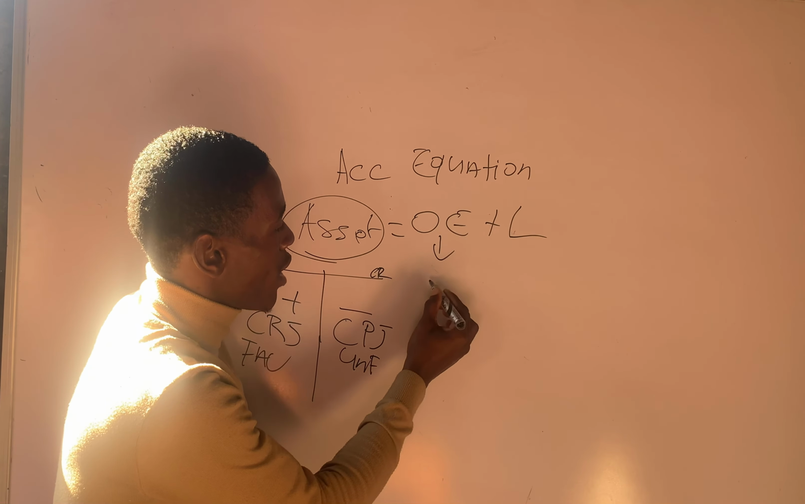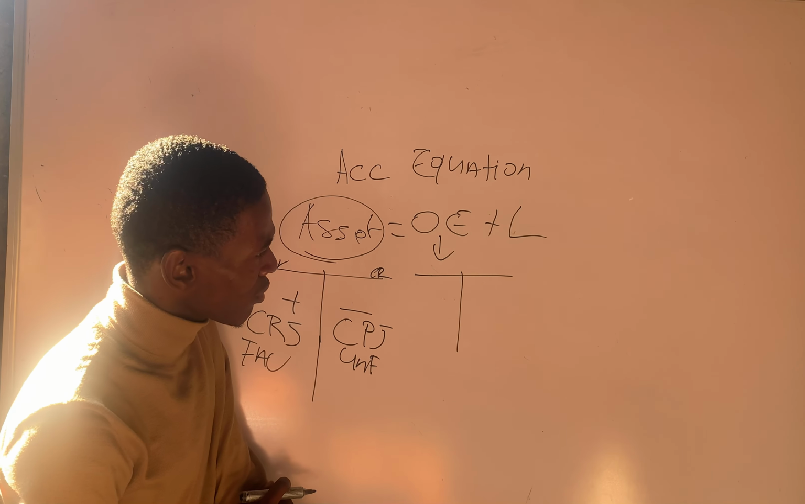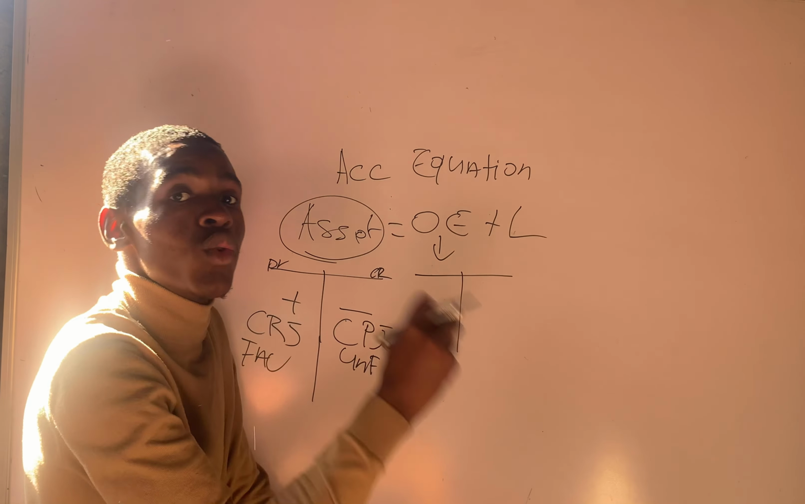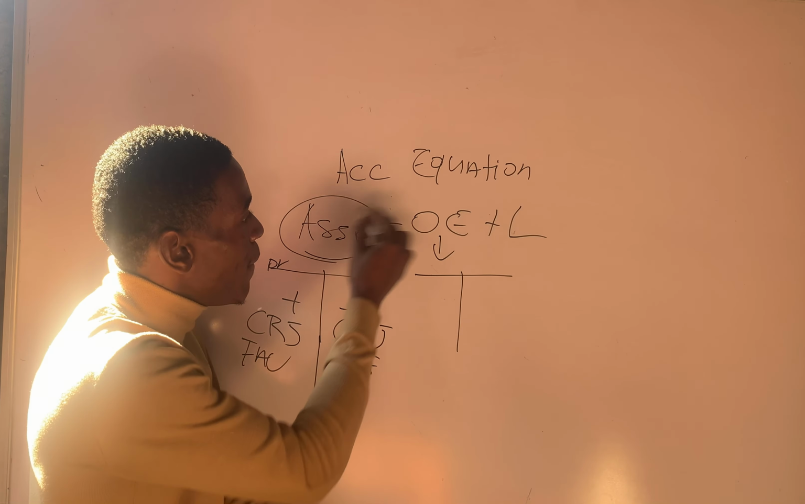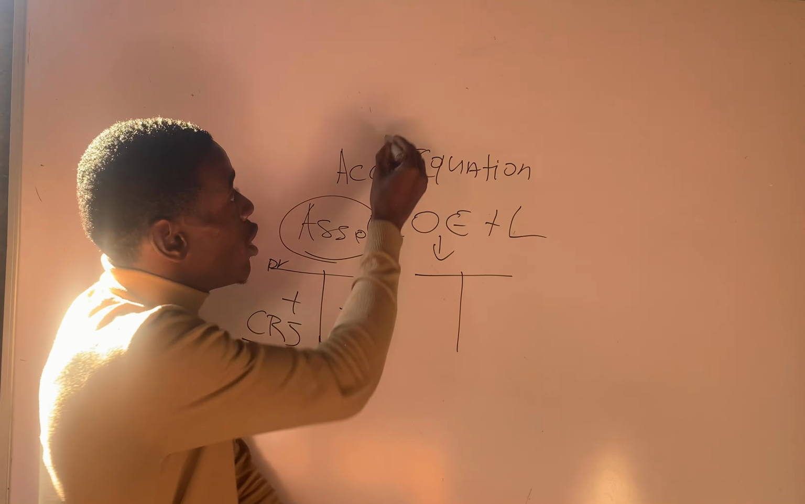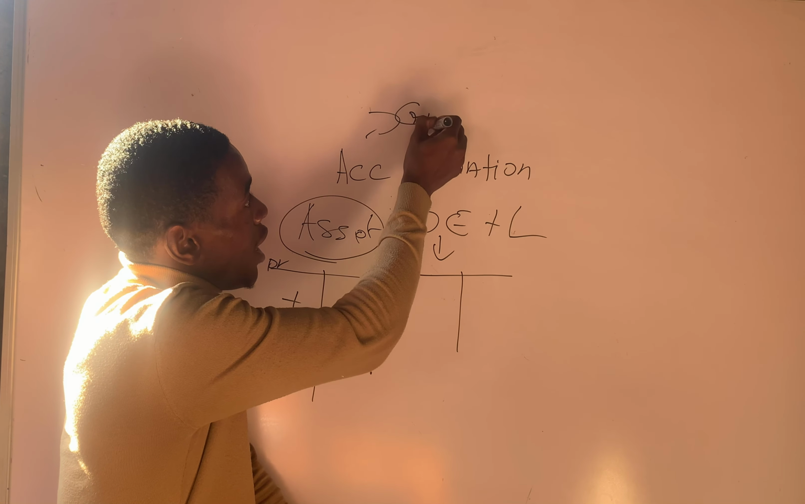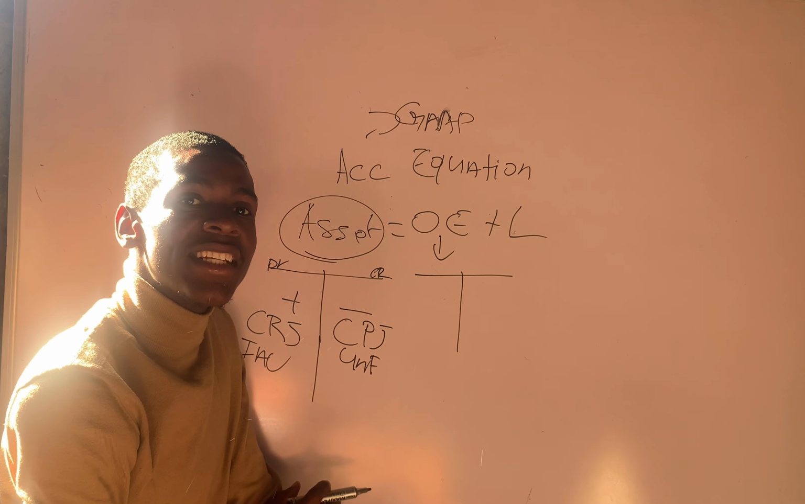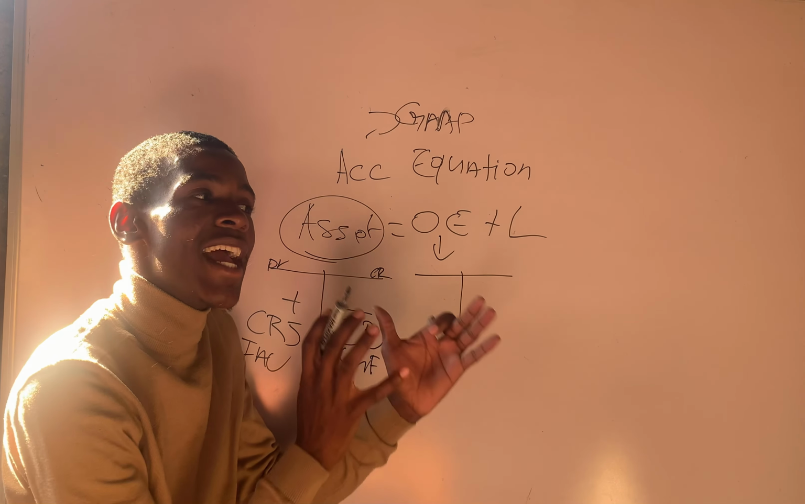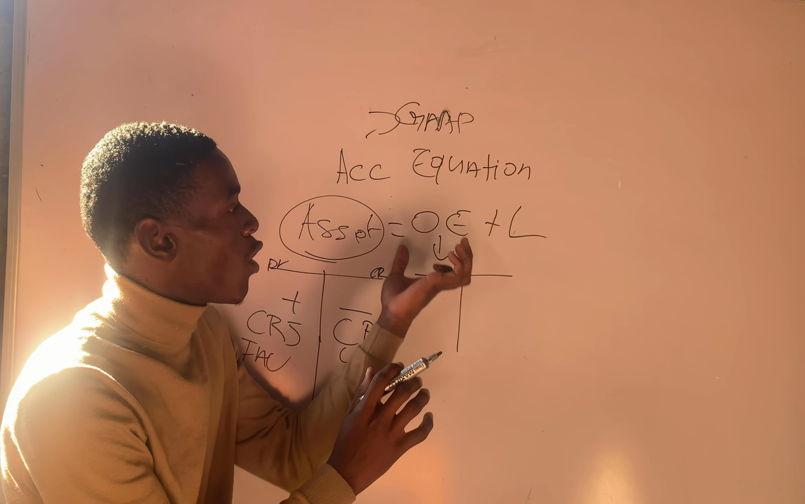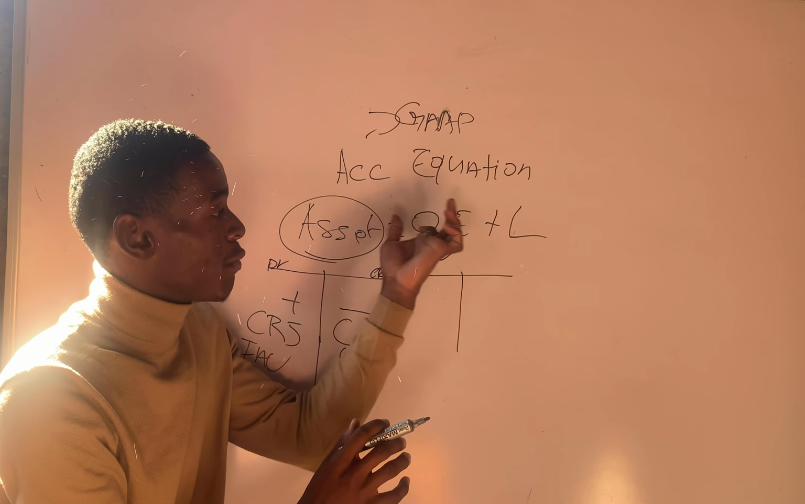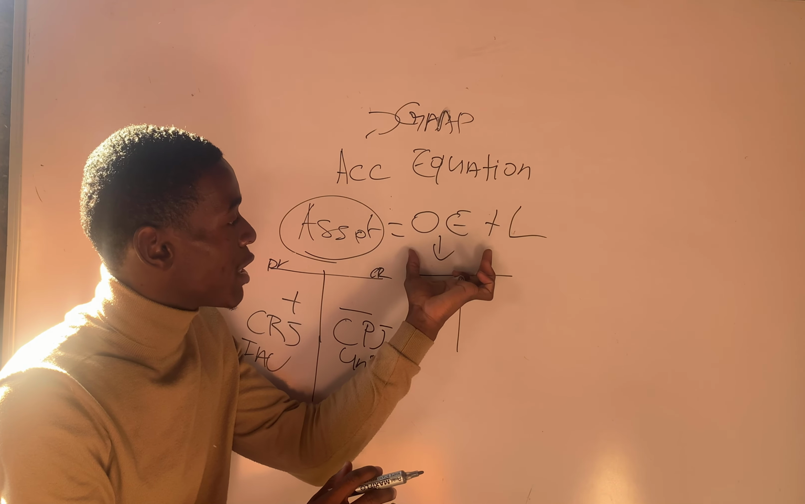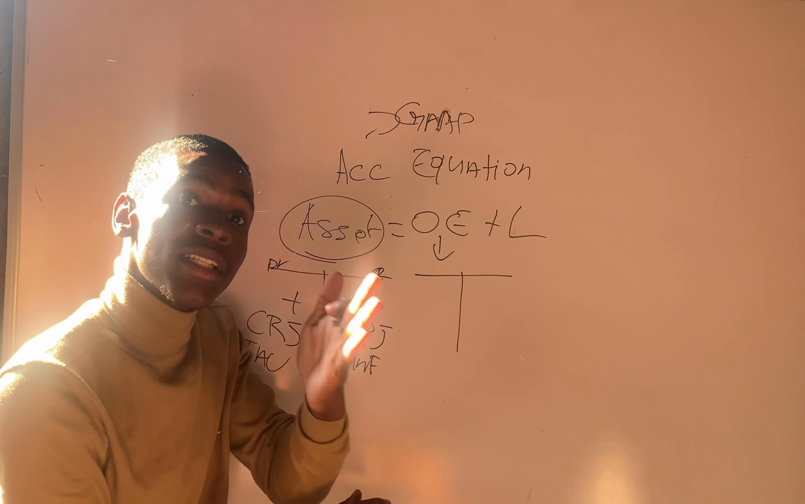Then we have owner's equity. Owner's equity is what belongs to the owner, what the owner contributes to the business. Remember, between these two there is a GAAP principle being followed, which is the business entity rule. What does the business entity rule say? The financial affairs of the business must be kept separate from the financial affairs of the owner. That is the business entity rule.